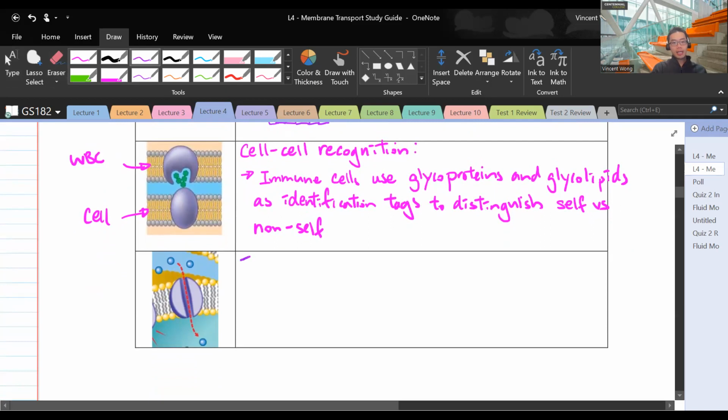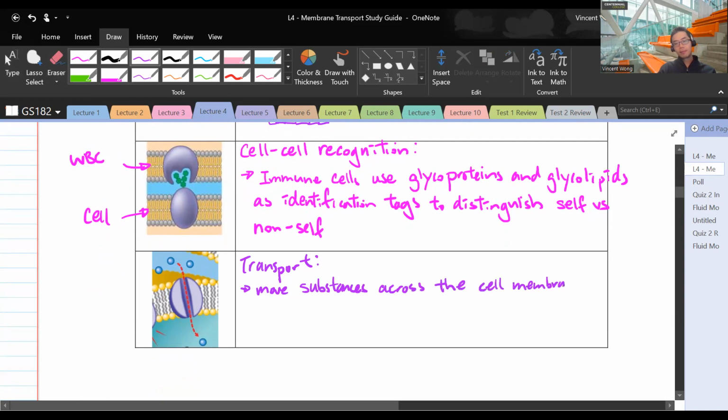Last function is transport. A lot of the integral proteins play a role in moving substances across the cell membrane. Moving substances across the cell membrane might require ATP. That's energy, right?